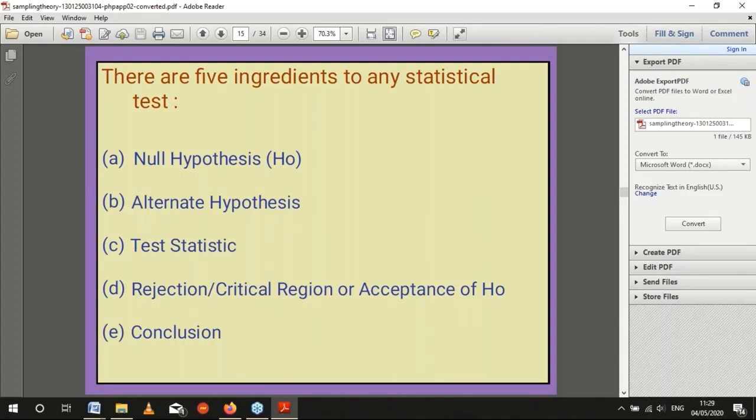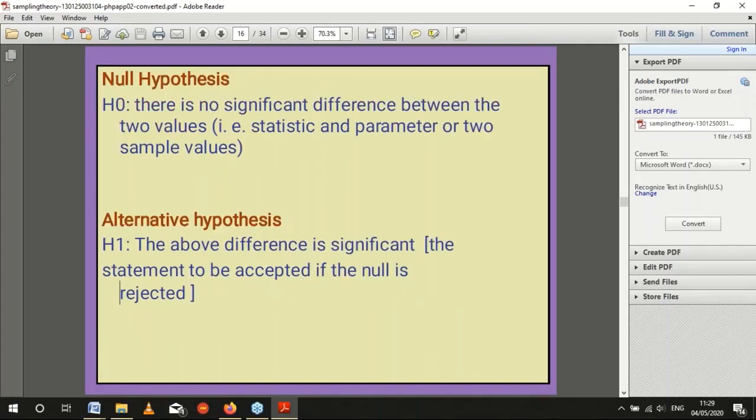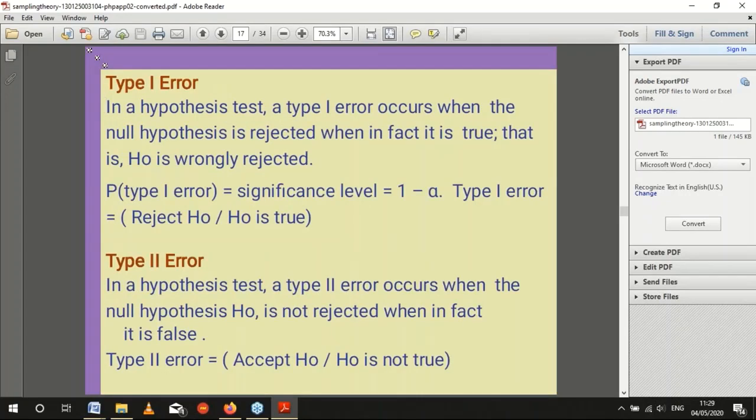Type I error occurs when the null hypothesis is rejected. You just say, okay, there is no significance between them, you reject it, when in fact there is actual significance between them. So when we talk of type 1 error, it is when the hypothesis is wrongly rejected, just like the example I made. Now, P of type 1 error is equal to the significance level, which is equal to 1 minus a. Type 1 error is equal to P of reject H0 given H0 is true. So rejecting it when it is known to be true. So that is type I error.